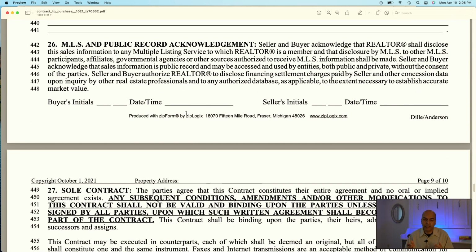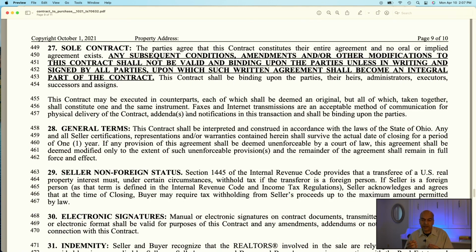Paragraph 26, MLS and public record and acknowledgement. Basically, the realtor is going to record the transaction in the MLS, and the buyer and the seller agree to that. Number 27, the sold contract. Basically, everything in the contract is what the contract is. Nothing oral, nothing agreed to on the side, nothing agreed to in a separate document is part of this contract.